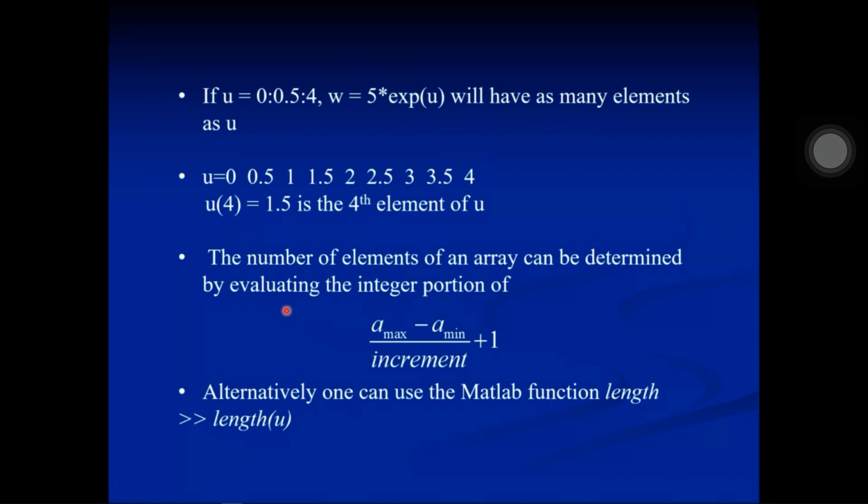So the number of elements in an array, which is built this way, right, is A max minus A min over increment plus 1. And of course, it's the integer portion of that result that matters, right? If it's not an integer. And so this is how you figure out, like if I say 0 to 1,000 and 0.1 as an increment, how many values, how many elements does that array have? From 0 to 1,000, every 0.1. How many elements do I have?